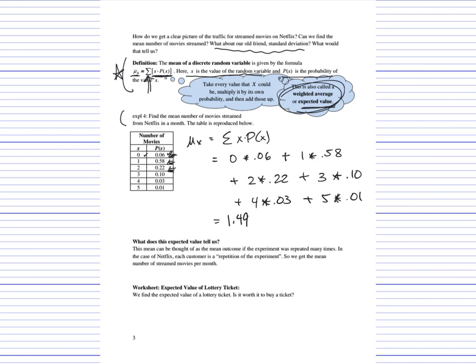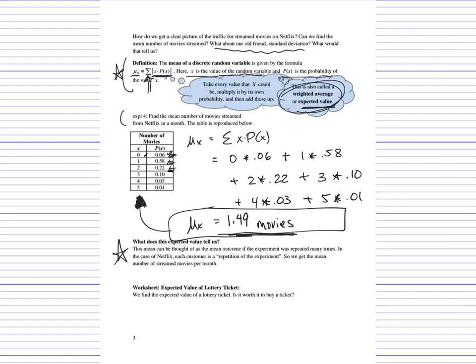I got 1.49. Now, as far as units, this is a number of x just like these x's here. All we really did was we took a whole bunch of these x's and averaged them, really. So that is number of movies. So I'm going to write that mu sub x equals 1.49 movies. Don't forget about the units. It's important. What does this tell us?